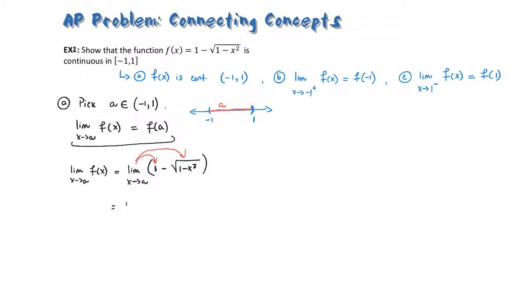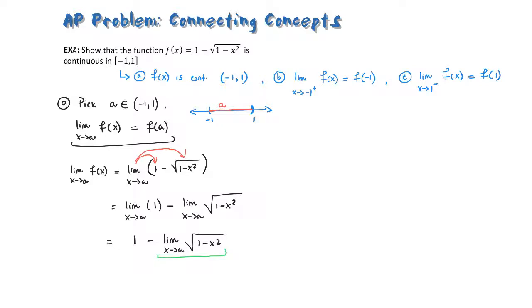So this will be equal to the limit as x approaches a of 1 minus the limit as x approaches a of the square root of 1 minus x squared. And the first limit is just a piece of cake. This is just equal to 1. So practically then, we're going to have to analyze the limit of the square root of 1 minus x squared. This is the limit that we are going to have to think about a little bit further.